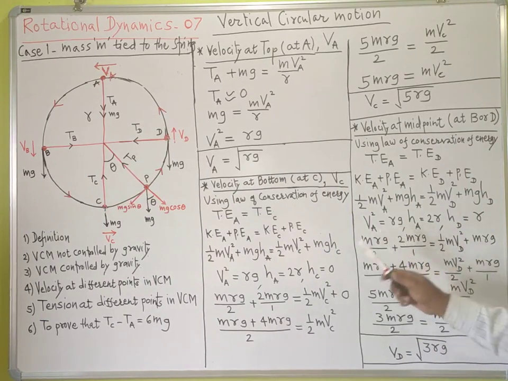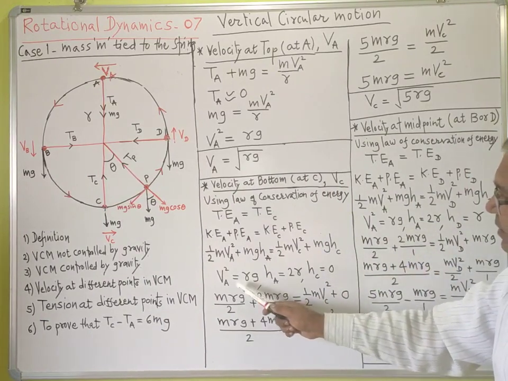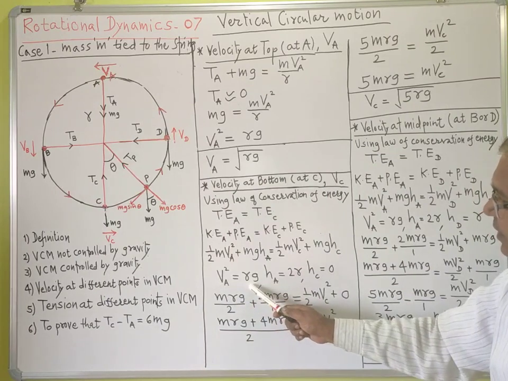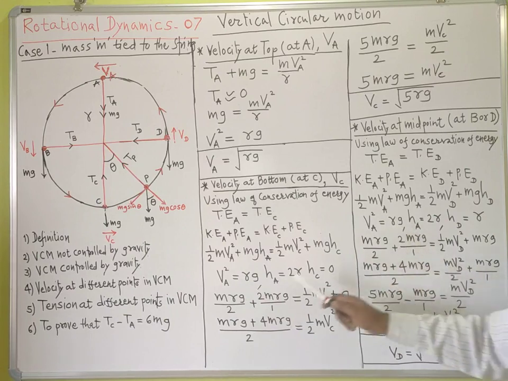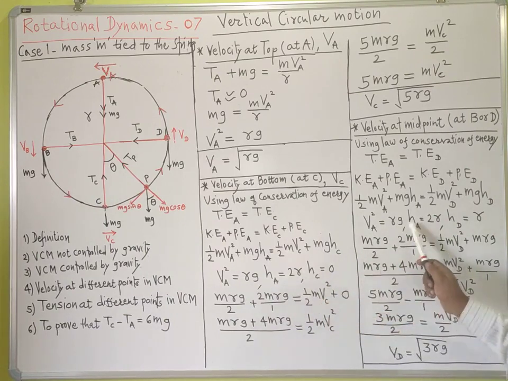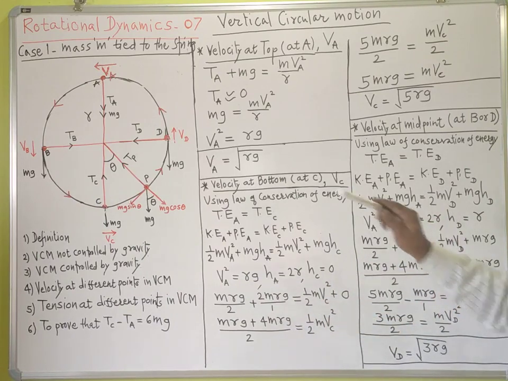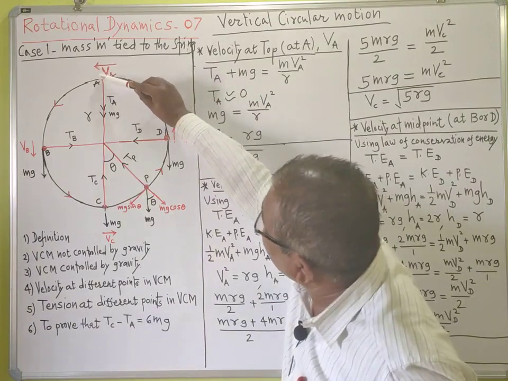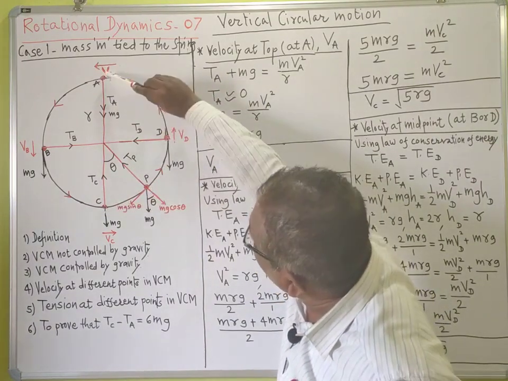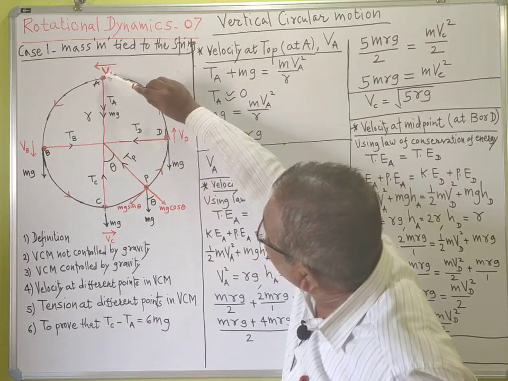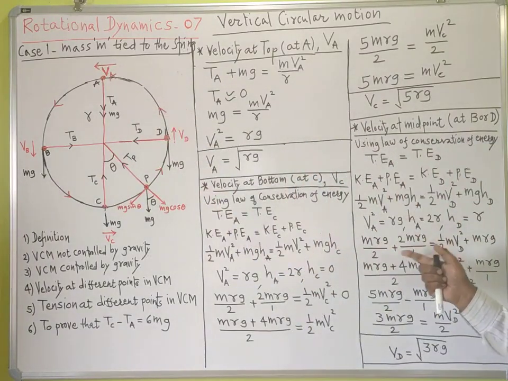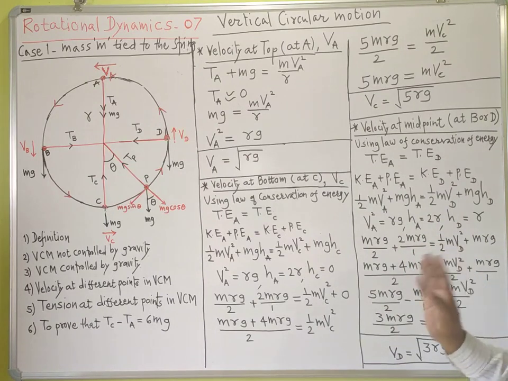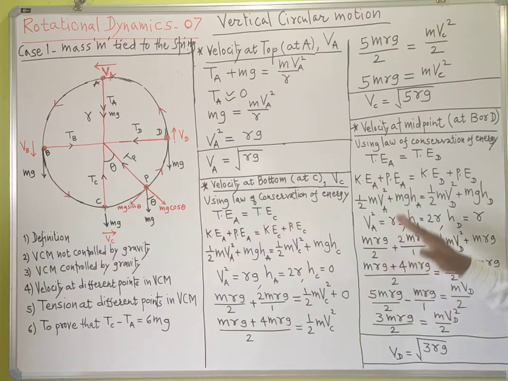VA square is equal to RG, same as it is like this, that we have already seen here. VA square is equal to RG, the same condition arises here. HA is equal to 2R, height of the A point from the C point, this total height, which is equal to diameter of the circle, and diameter of the circle is nothing but the 2R. So I will write here. Then by putting these values in above equation, we get a derivation like this.